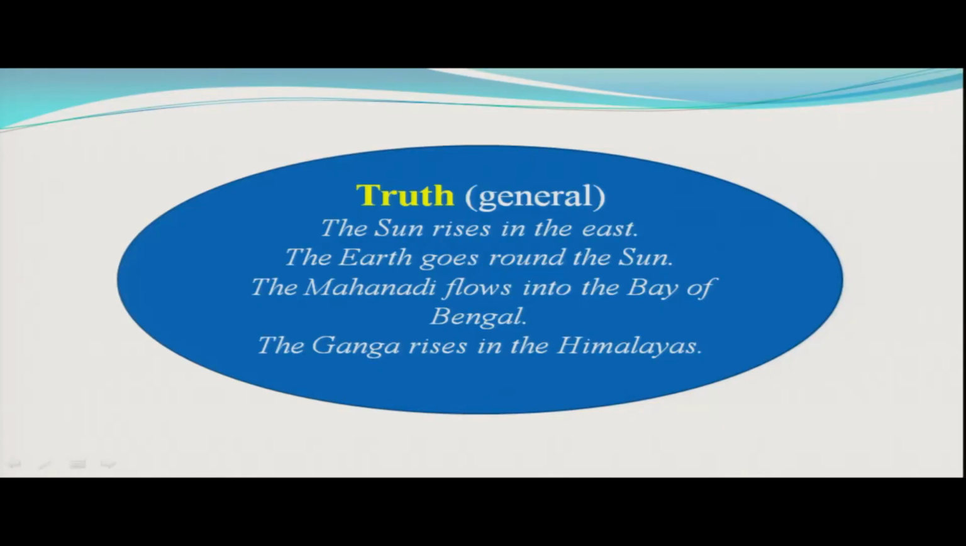The earth goes round the sun. This is the general truth. The Mahanadi flows into the Bay of Bengal. This is also a truth. The Ganga rises in the Himalayas. Now, all these four sentences refer to truth. There is general truth, there is scientific truth also. Now, when you say oil floats on water, that is a scientific truth. So, when there is a meaning of truth, children, you are to use simple present tense form.